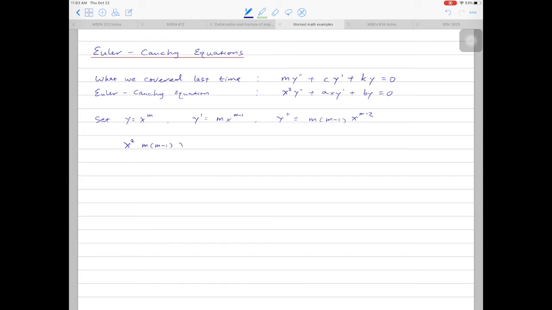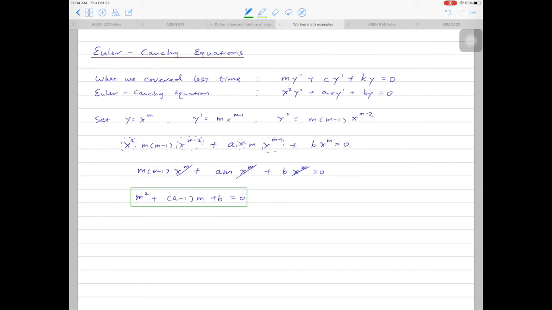Substitute y prime and y double prime back into the original equation, and you'll have this expression. Note, in the new expression, we have x squared and x to the power m minus 2. We also have x and x to the power of m minus 1. In this case, we can condense the expression and write the entire equation as a function of x to the power of m. X to the power of m is now a common factor. We can just take that out, and we'll have an expression as a function of m. And this equation here is called the auxiliary equation.